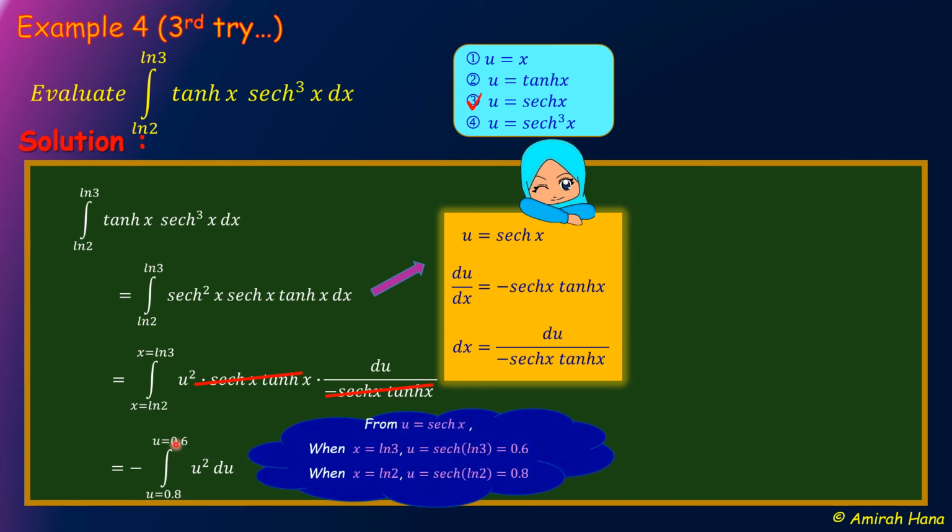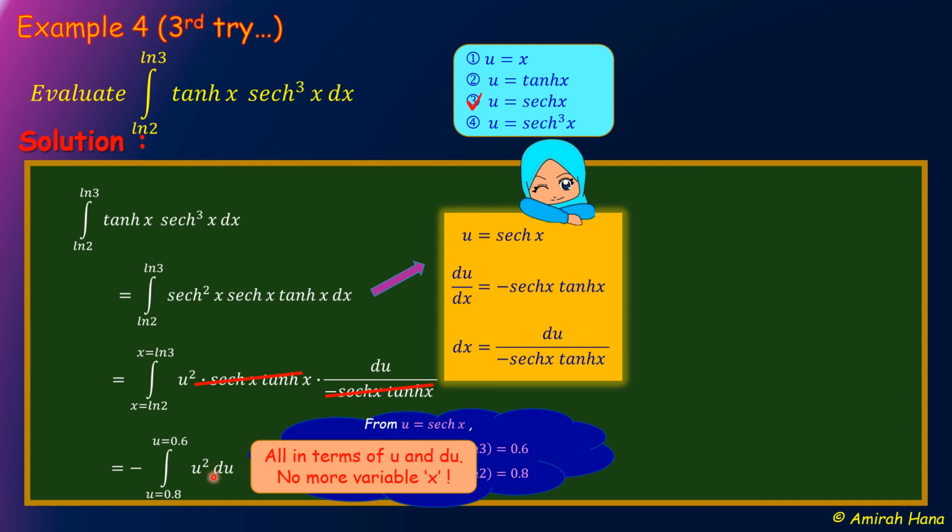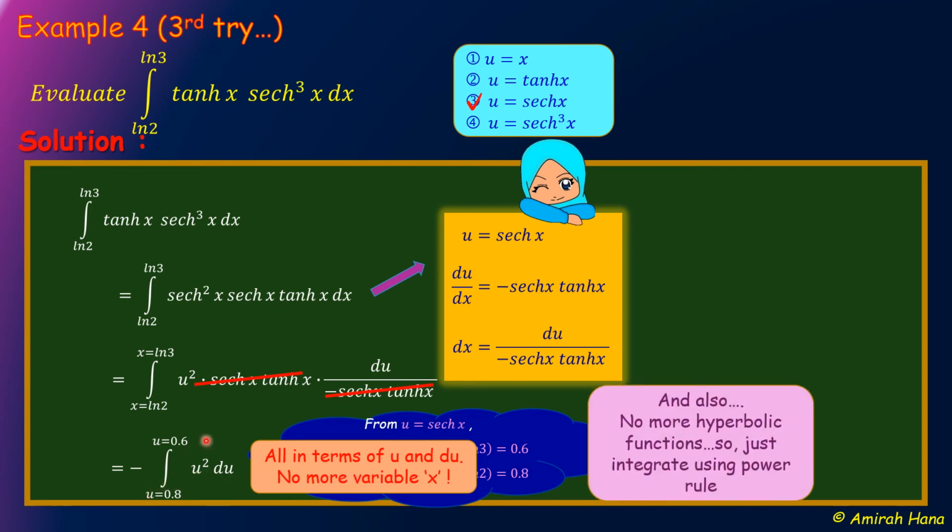So from here, all terms are in terms of u and du, and no more variable x. Also no more hyperbolic function. So we just integrate using power rule. In this case, we can integrate this function because we succeed in writing it in terms of variable u and du only, and no variable x. So it means that in this case, we choose the correct u, because after we differentiate, substitute and simplify, we only have variable u and du.